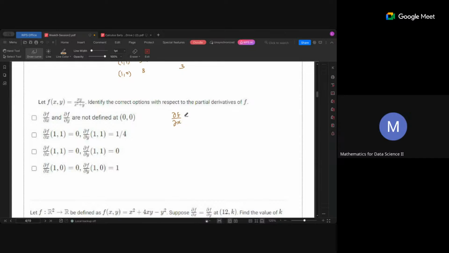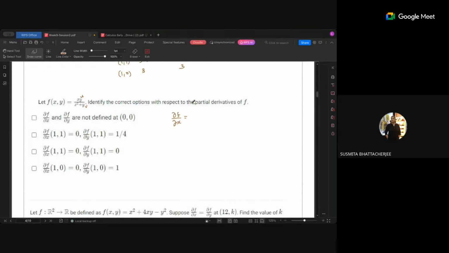First, what is dou f by dou x? You have to use which formula here? The u by v formula. So if you are using the u by v formula, this is your u and this is your v. So you will have v squared in the denominator and vu dash minus uv dash in the numerator. So use that formula and tell me what is dou f by dou x?